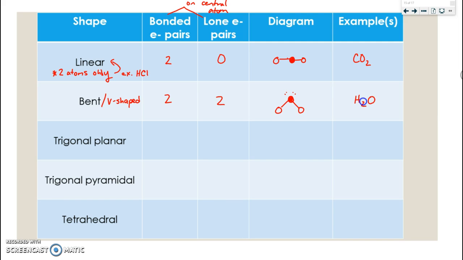Our next shape is trigonal planar. Three things bonded, no lone pairs, so it kind of looks like a flat triangle, hence the name. And a good example here would be something like BF3.